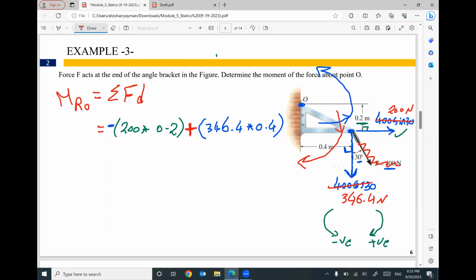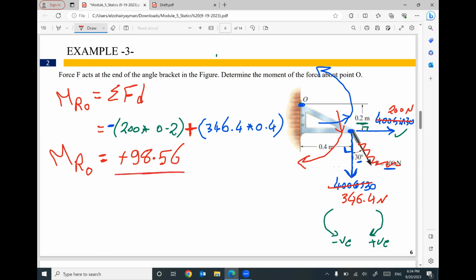Do you have more forces? No, we have only two components. I am done with both of them. So the final resultant moment will be negative 200 times 0.2 plus 346.4 times 0.4. I got positive 98.56. Anybody in this room can tell me what is the direction of this resultant moment?